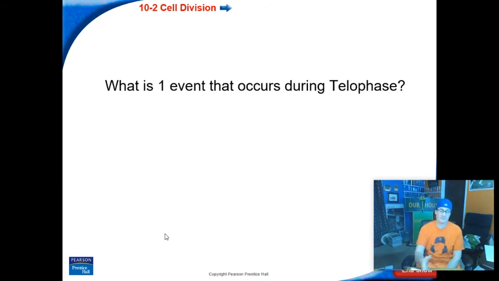Telophase, take a look at number 17. So the chromosomes are gathered at opposite ends of the cell. The centrioles and spindle fibers start to break down, but the nuclear envelope, or the nuclear membrane, starts to reform. Remember, membranes protect the DNA inside of the nucleus. That's one of the characteristics that makes eukaryotic cells different than prokaryotic cells.